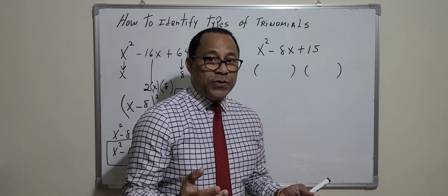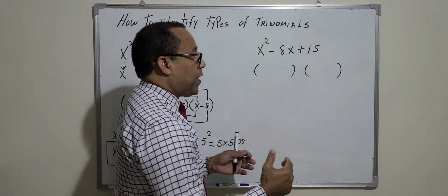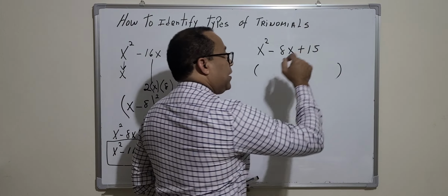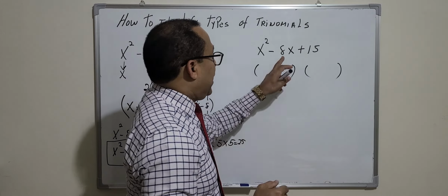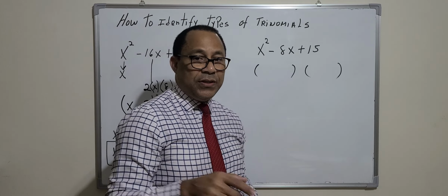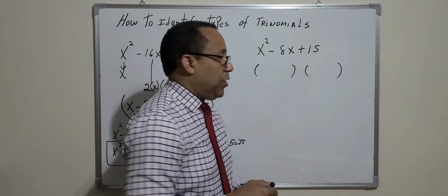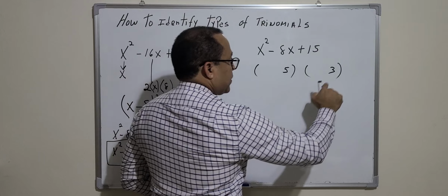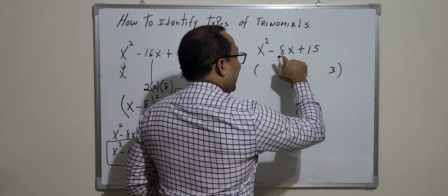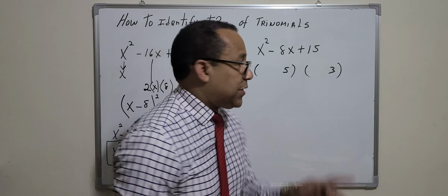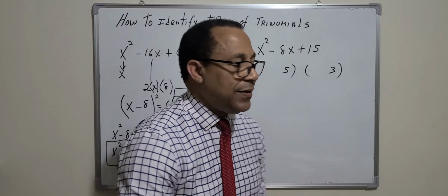Have you figured out the numbers? Two numbers that multiply to get 15. And when you add them or subtract them, you get 8. I got the numbers. They are 5 and 3. Because 5 times 3 is 15, and 5 plus 3 is 8. Don't worry about the sign yet.